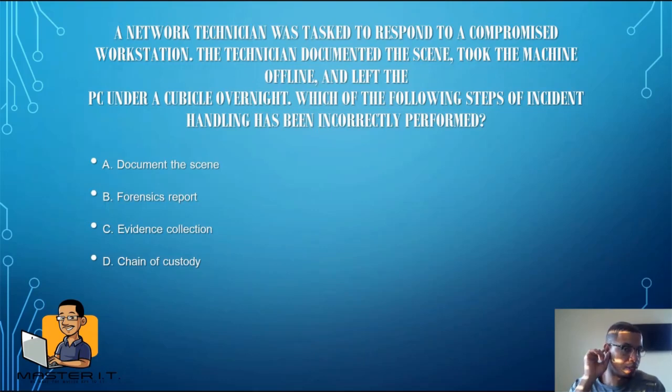A network technician was tasked to respond to a compromised workstation. The technician documented the scene, took the machine offline, and left the PC under a cubicle overnight. Which of the following steps of incident handling has been incorrectly performed?